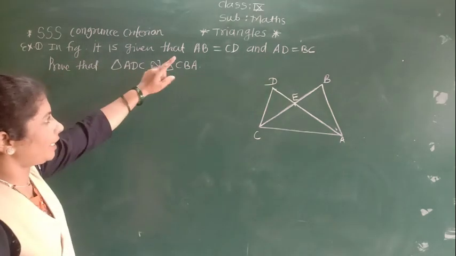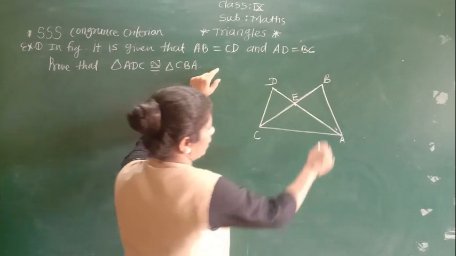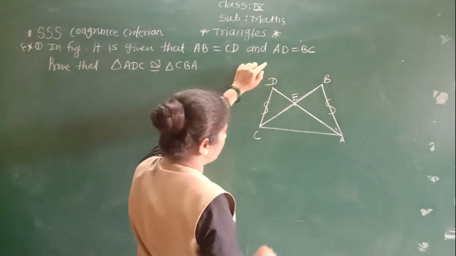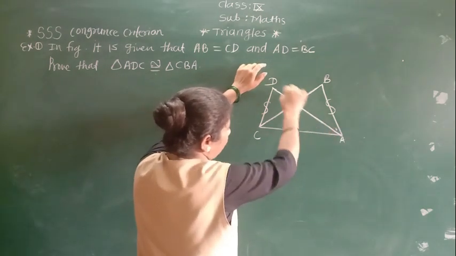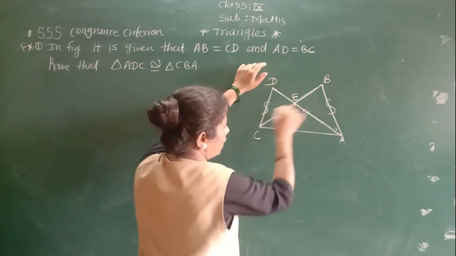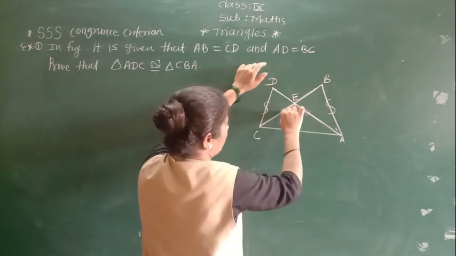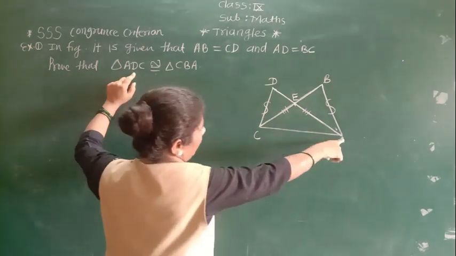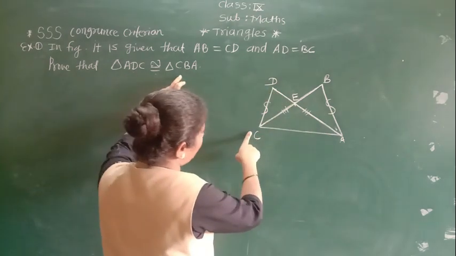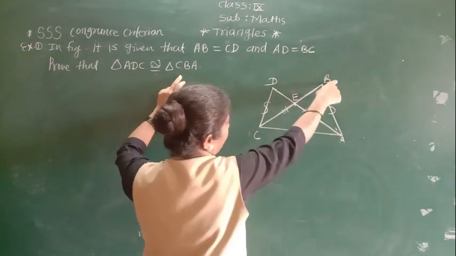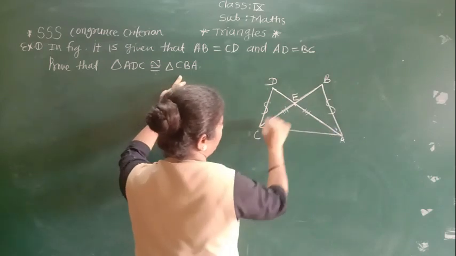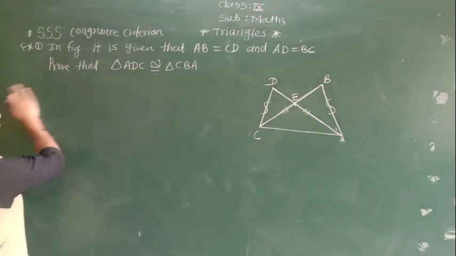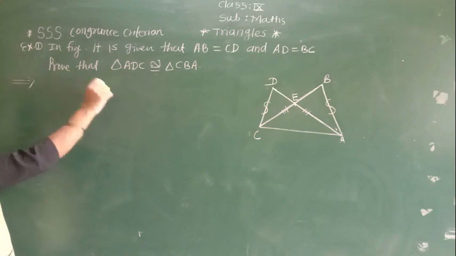In the figure it is given that AB equals CD. Where is AB? This AB. So AB equals CD and AD equals BC. For this whole AD, I will make this marking: AD equals BC. And we have to prove that triangle ADC is congruent to triangle CBA. We have to prove that it is congruent. So to prove this, directly we will take this triangle.